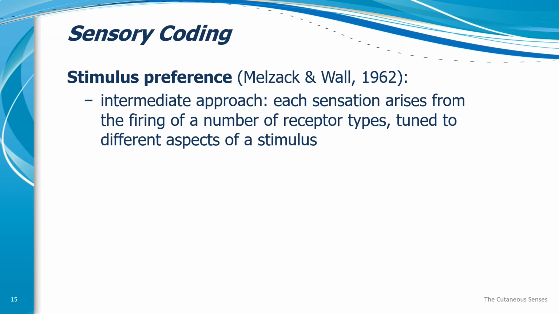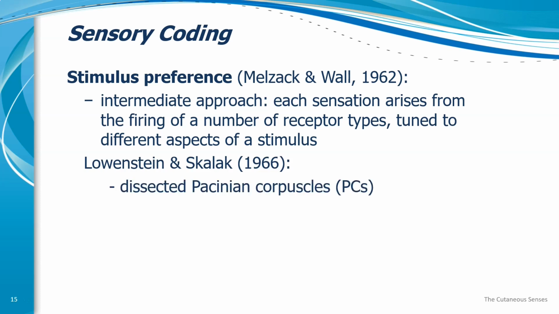Let me explain. Here is actually some evidence that supports this idea of stimulus preference from 1966. Lowenstein and Skalak dissected out Pacinian corpuscles because they are the largest. It is relatively easy to see.